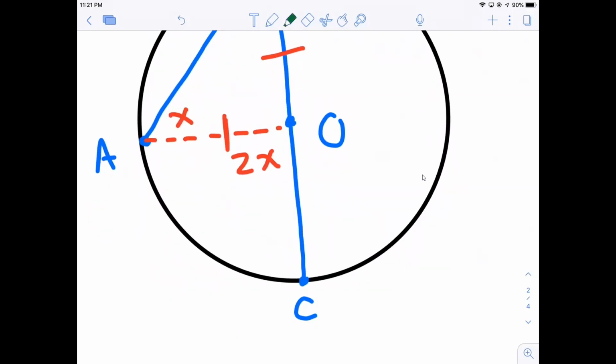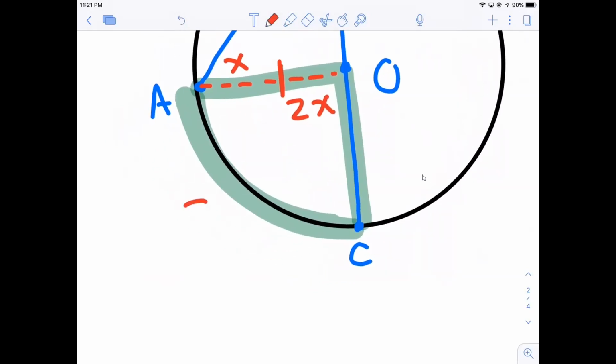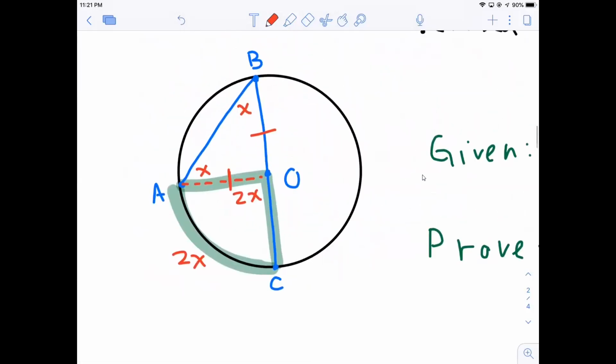And hey, look, angle AOC, that is a central angle. And we know a central angle intercepts an arc that is equal in measure. So this would also be 2x degrees. And we have shown that the inscribed angle is half of that guy over there. So that's going to be our proof.